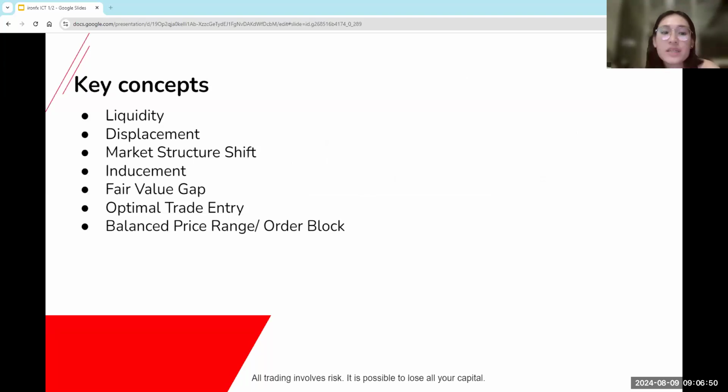Okay, so some key concepts. Firstly, it involves liquidity and displacement, market structure shift, inducement, fair value gap, optimal trade entry, and balanced price range or order blocks. And we'll get into each one of these in our next couple of slides.